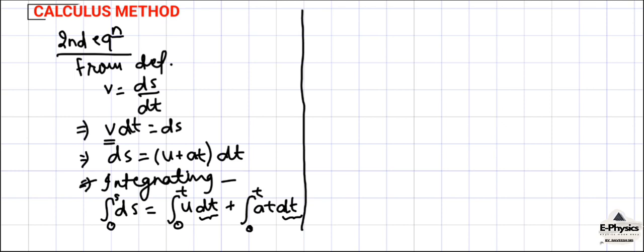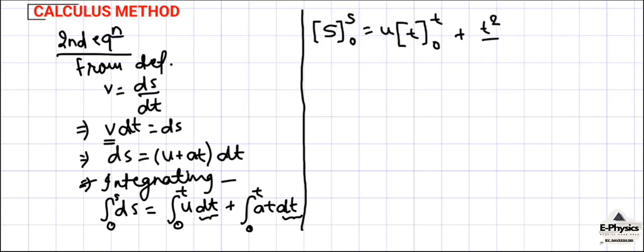That integration of ds, that is from 0 to s, is equal to, on the right hand side, u is constant, will be kept out. Integration of dt is t, that is from 0 to t again, plus a is constant, and the integration of t is t square upon 2, and from 0 to t again.